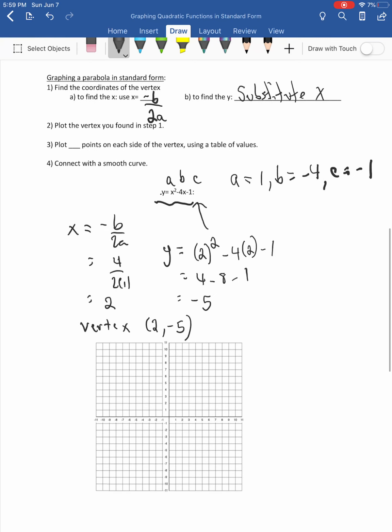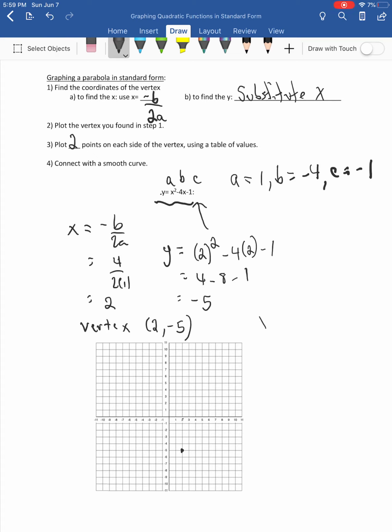Okay, step 2, plot the vertex you found in step 1. So let's put that point on the graph. (2, -5) is over here.